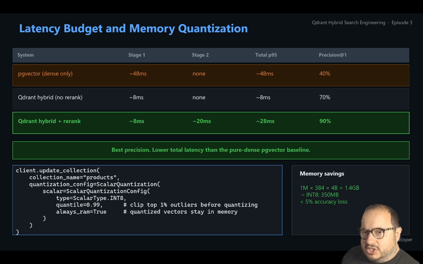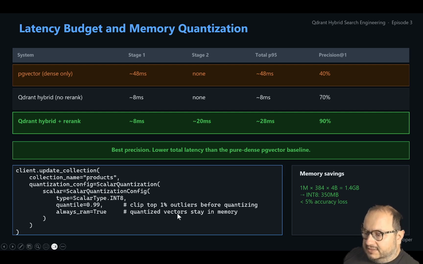Now quantization. Qdrant scalar quantization converts 32-bit float vectors to 8-bit integers. This reduces memory by 4x with less than 5% accuracy loss on most benchmarks. For a collection of 1,384 dimensional vectors, that is roughly 1.4 GB of dense vector storage, reduced to just 350 megabytes.